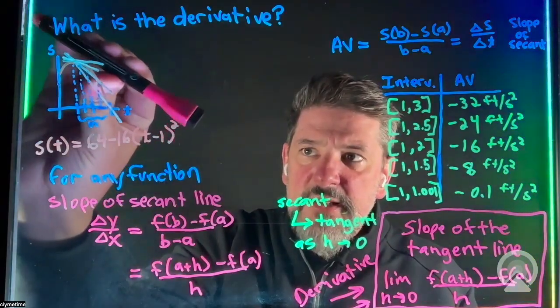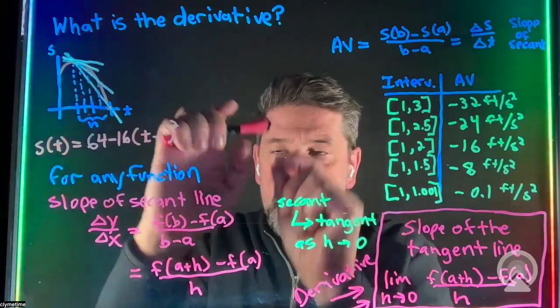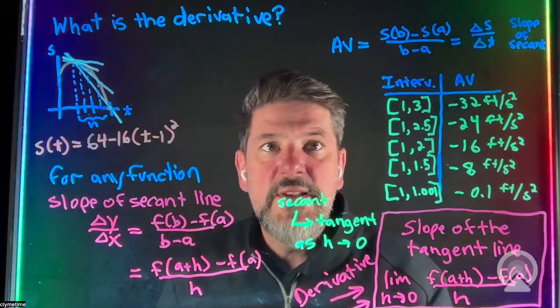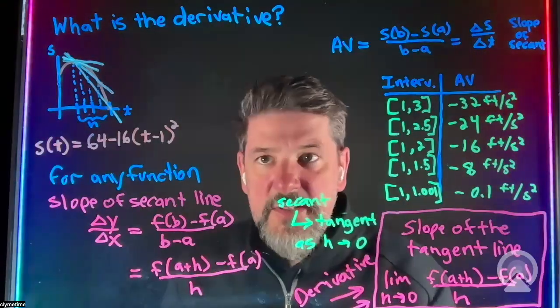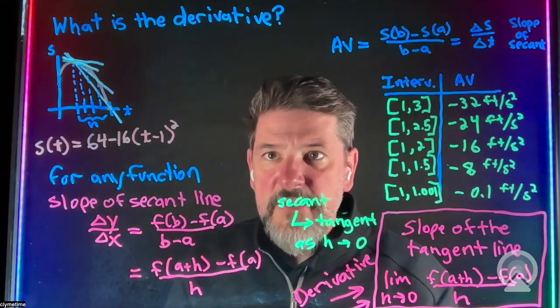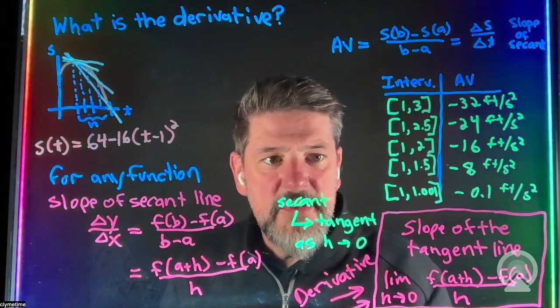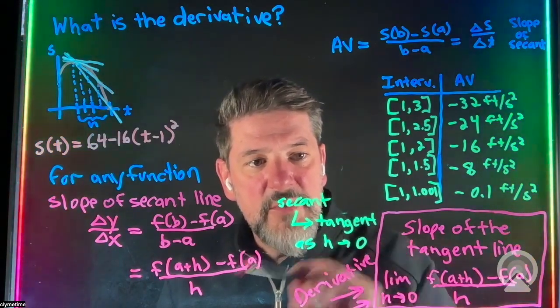Get these secant lines to get closer and closer to a single point, and as they do, you get the slope of the tangent line. Tangent is 1 point, secant is 2 points. So in the case of velocity, the slope of the tangent line is considered an instantaneous velocity. There are a lot of great applications of the derivative, but this is what it is. The derivative is the slope of the tangent line, and here's its definition taken from a point a.